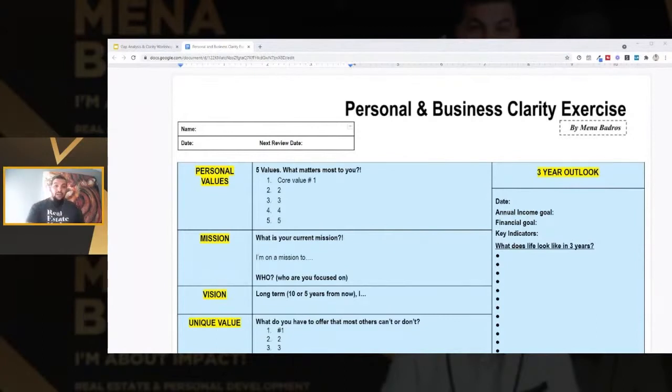And then down here, right below that is what does life look like 3 years from now? Overall, what are some bullet points that you can write down to imagine what life looks like?